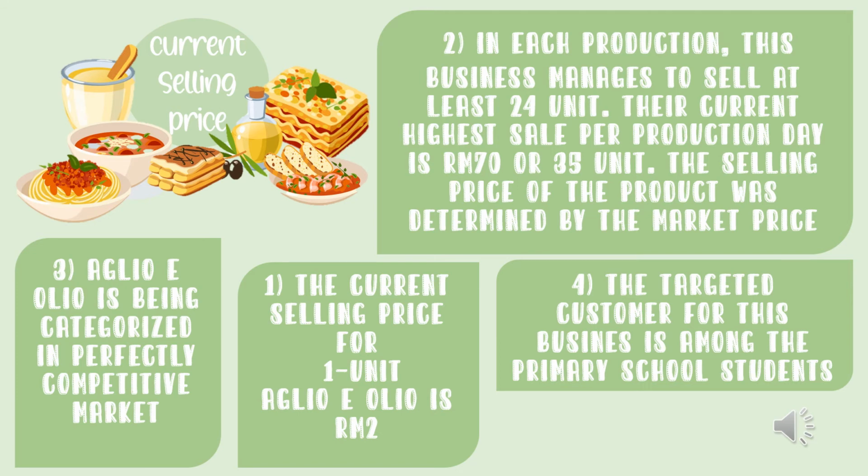The selling price of the product was determined by the market price, which means the business will set the selling price for their product based on the major selling price being set by other businesses who sell the same product like them. They need to follow the market price since aglio e olio is categorized in a perfectly competitive market. If the business didn't follow the market price, they might set the price too high or too low. If they set the price too high, they maybe wouldn't get any customer since the customer will choose other businesses with lower price. But if they set the selling price too low, they might experience less profit than other businesses in the same industry.